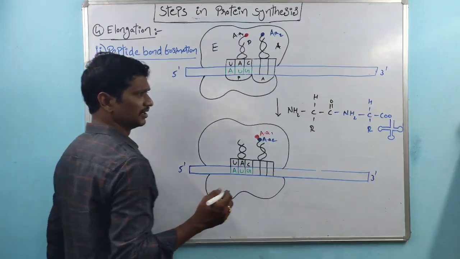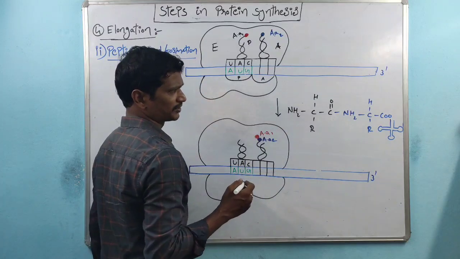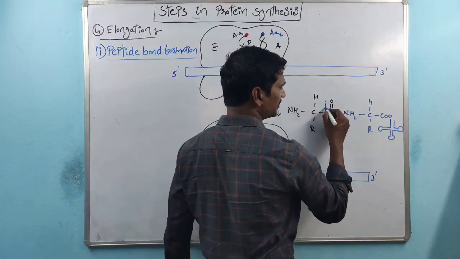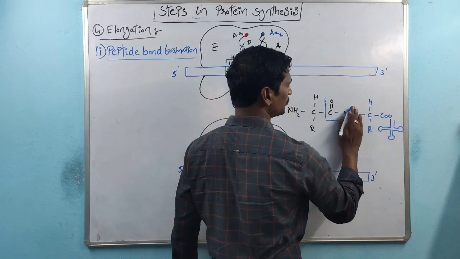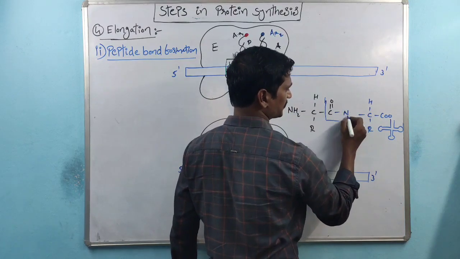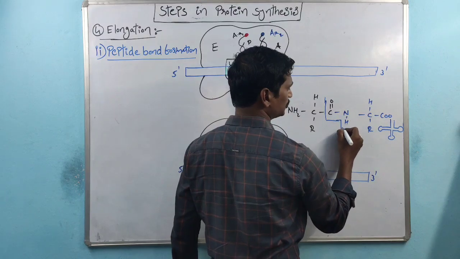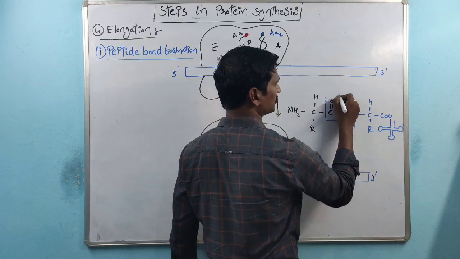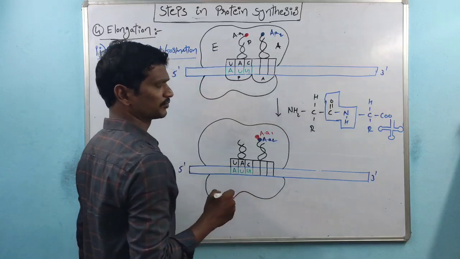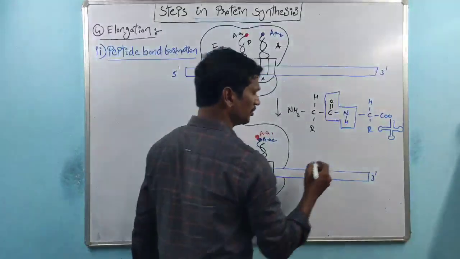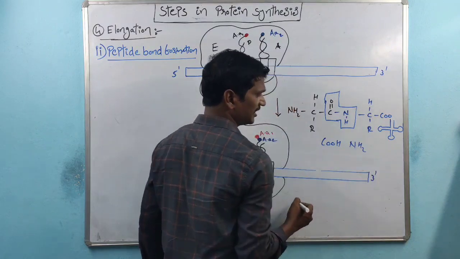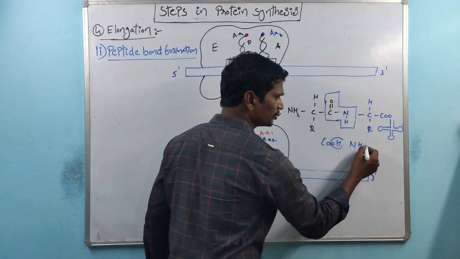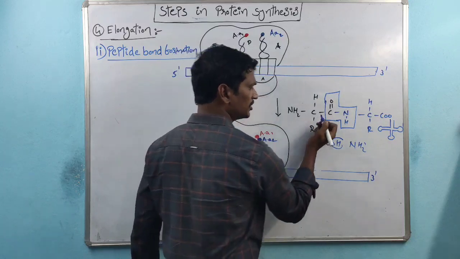See what I am telling here. Peptide bond formation takes place. A peptide bond means a bond between the carboxyl group and the amino group. This is the NH, and this one is called the peptide bond. Here COOH and NH2 are there, and one water molecule is removed.